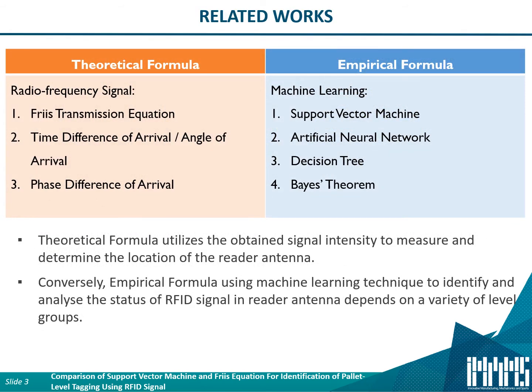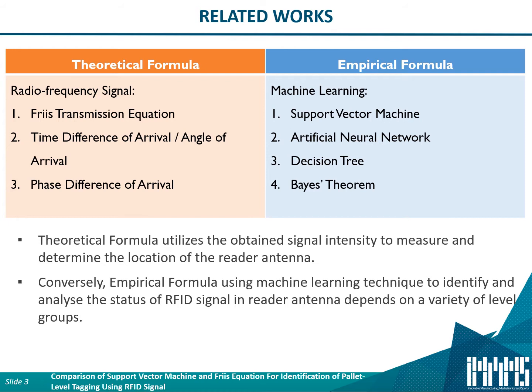Based on the literature review, the related work can be split into two different parts. First is the theoretical formula, which consists of radio frequency that applies Friis transmitting equation, time difference of arrival or angle of arrival, and phase difference of arrival. The next one will be applying the empirical formula. It means that they are using machine learning with different kinds of approaches such as support vector machine, artificial neural networks, decision tree, and Bayes theorem.